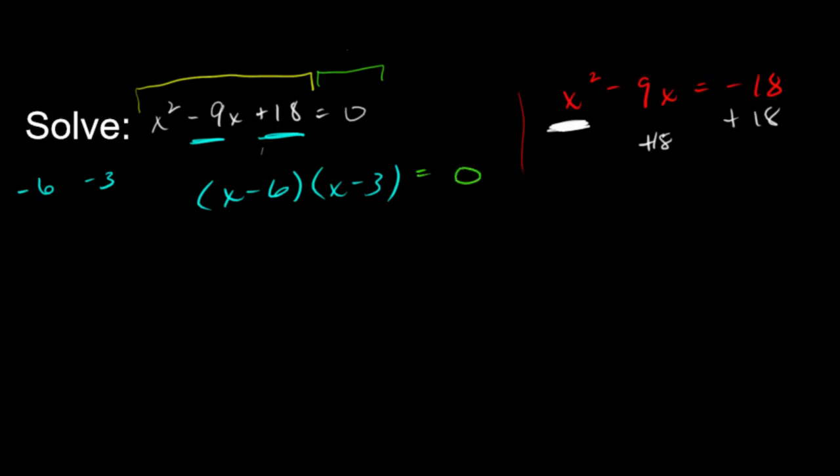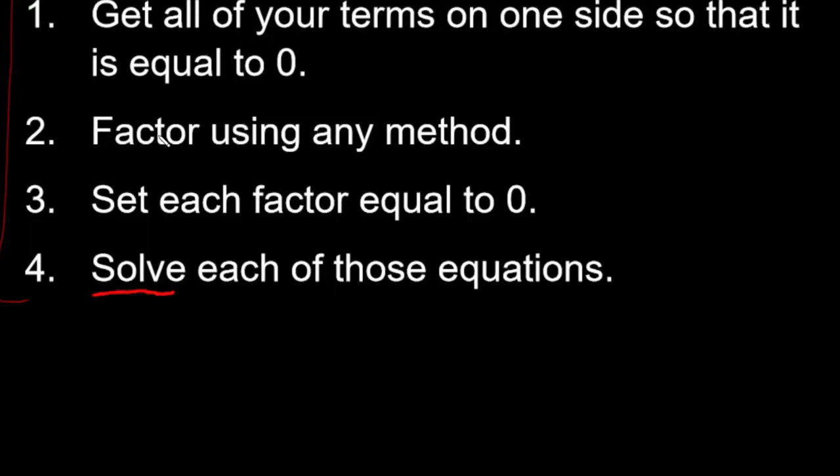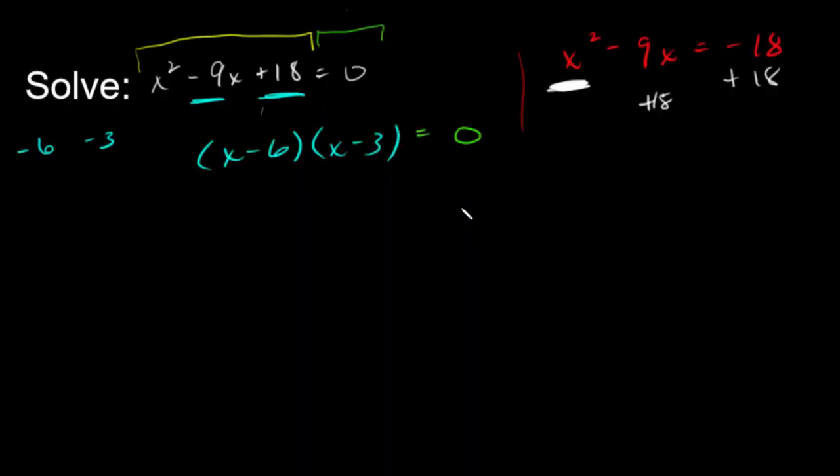Now, the next step is I'll explain it at a fundamental level. The next step says set each factor equal to 0. Let me explain why you do that.